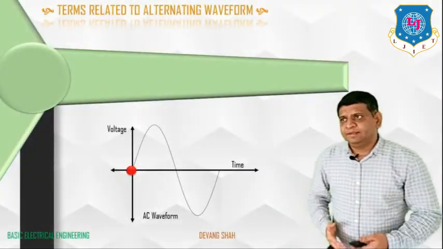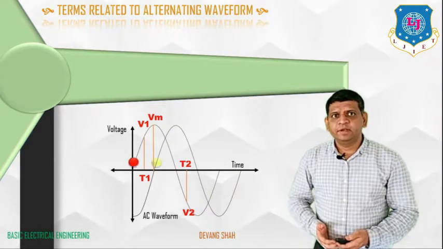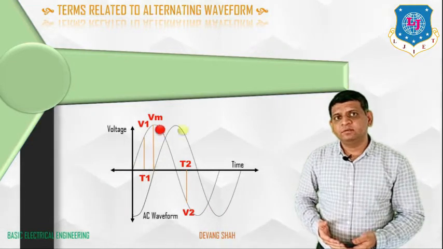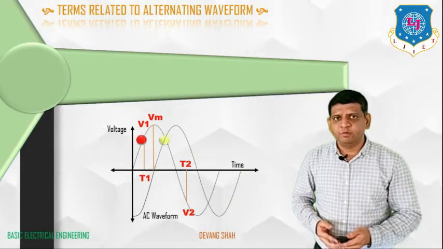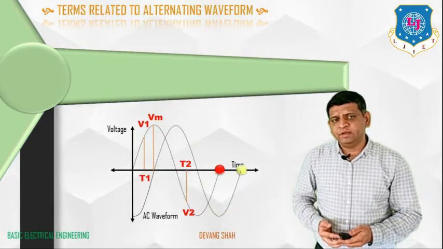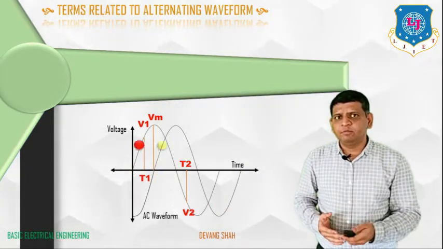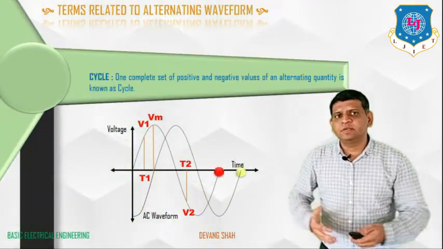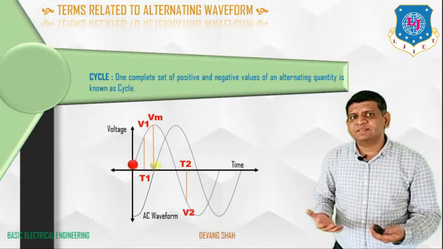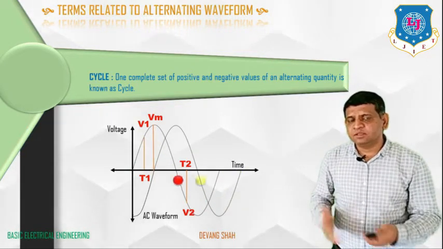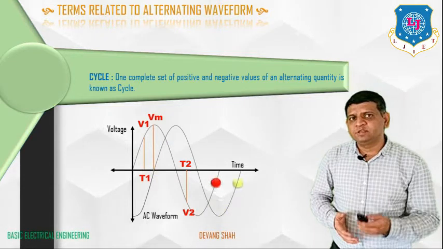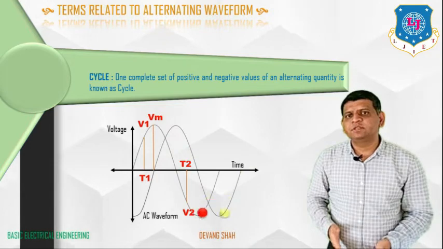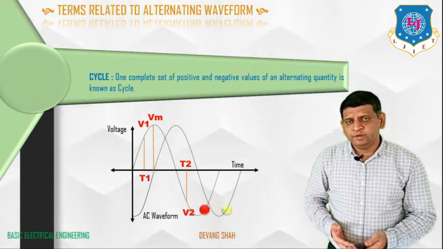Let's start with the terms related to the alternating waveform. Here you can see the AC signal, or waveform, where there is a time axis and a magnitude axis. Let's first discuss what we mean by a cycle in this waveform. A cycle is the representation of angle 0 to 360, so it's a complete revolution, the complete revolution of this conductor or loop between the two magnets.